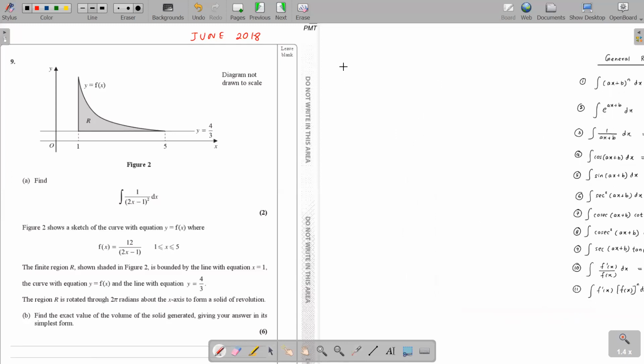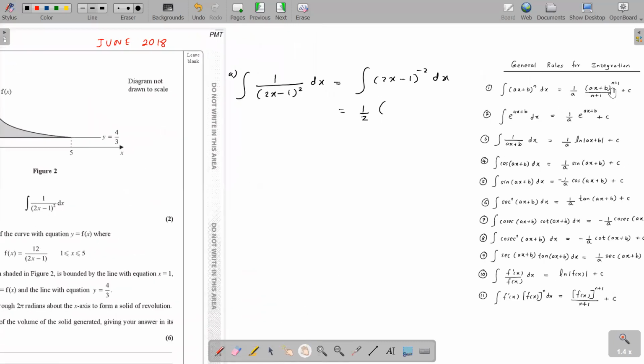What do I get here? This is part A, 1 over (2x minus 1) squared. So when I integrate, I get here (2x minus 1) to the power minus 2. Now let's use the rules of integration. 1 over a, so you have to divide by your x coefficient. So the x coefficient here is 2. So 1 over 2, as you can see in the rule here, 1 over a, (ax plus b) to the power n plus 1 over n plus 1.